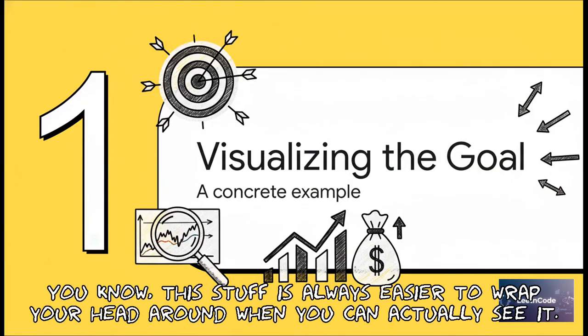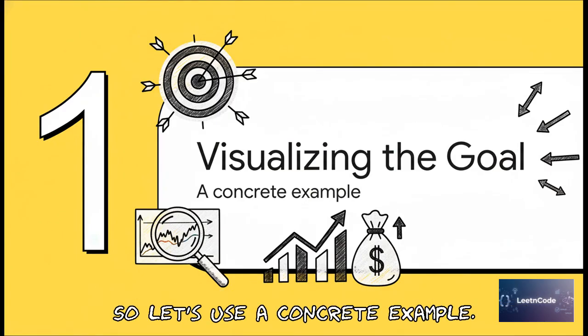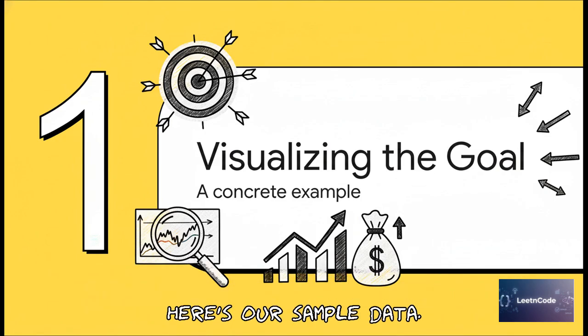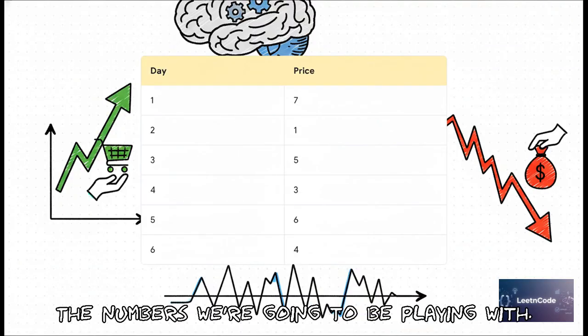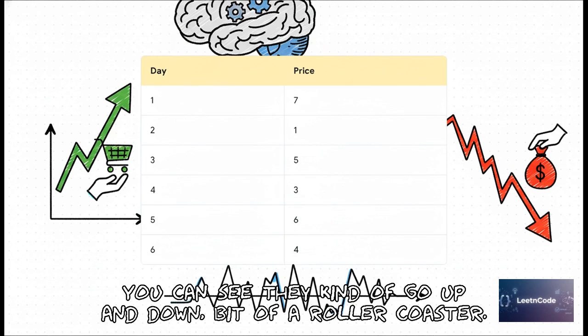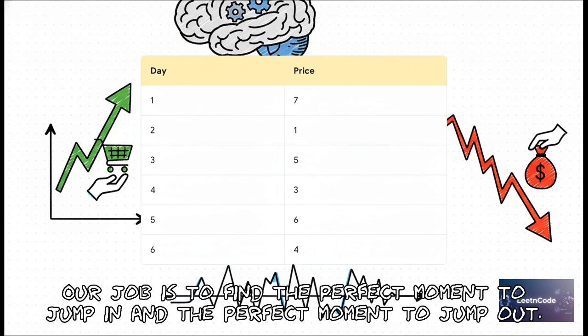You know, this stuff is always easier to wrap your head around when you can actually see it. So let's use a concrete example. Visualizing what success looks like is going to make it much clearer what we're actually aiming for with our solution. Here's our sample data, the numbers we're going to be playing with. 6 days of stock prices. You can see they kind of go up and down, bit of a roller coaster. Our job is to find the perfect moment to jump in and the perfect moment to jump out.